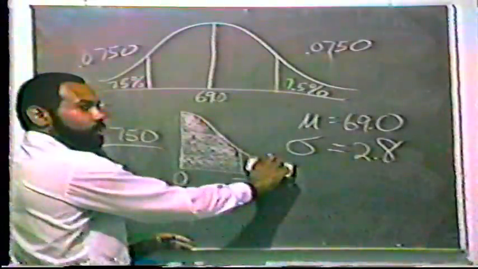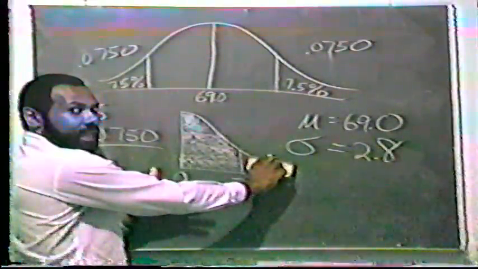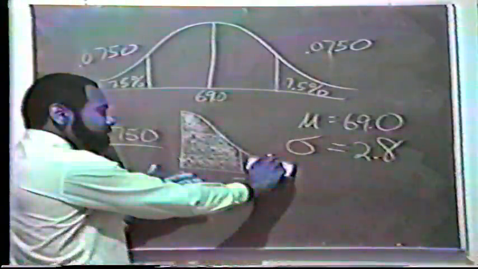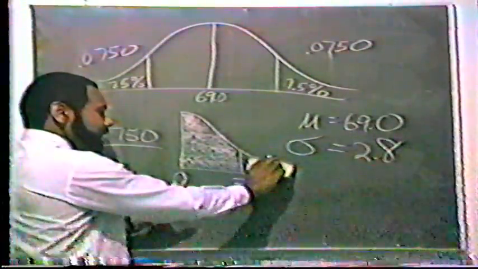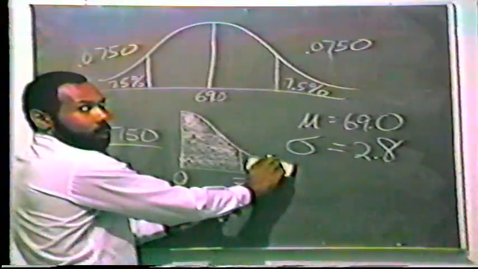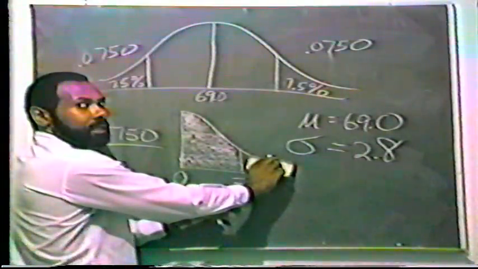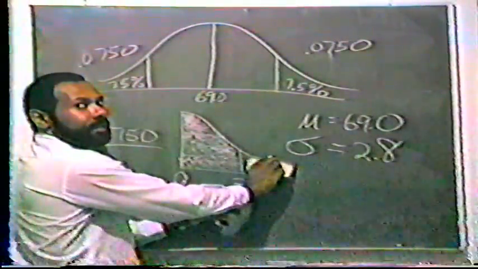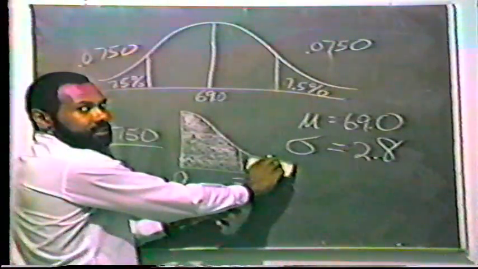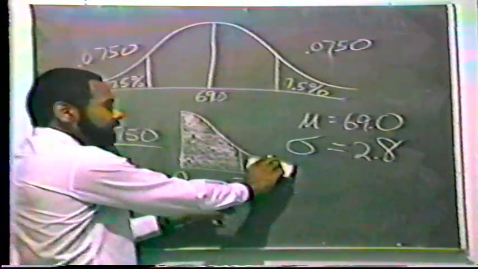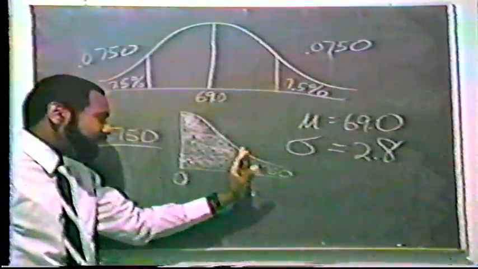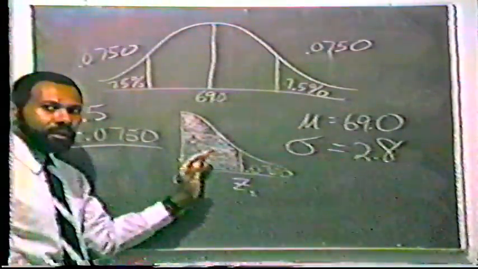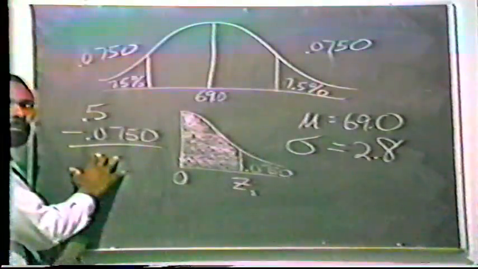If we take that much away from the 0.5 we have there, we will have the amount, the area, the probability between the mean and the z-score. And that's what we need to use table A-2 to get the z-score. Now, to subtract this much from that half, to subtract this much from 0.5, we have to write it in this form.